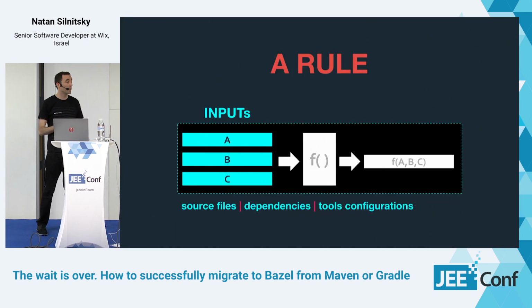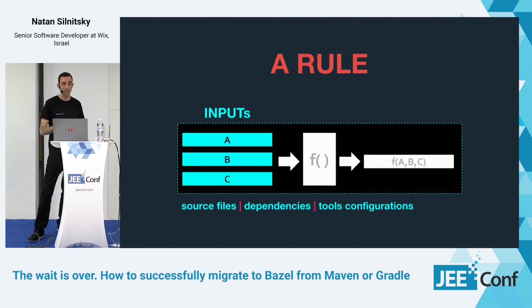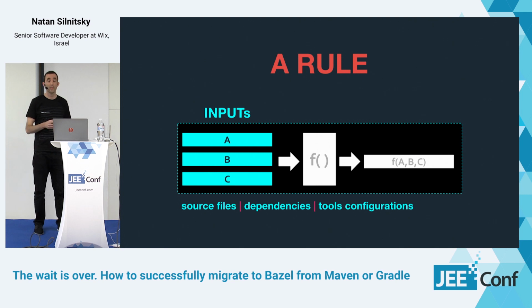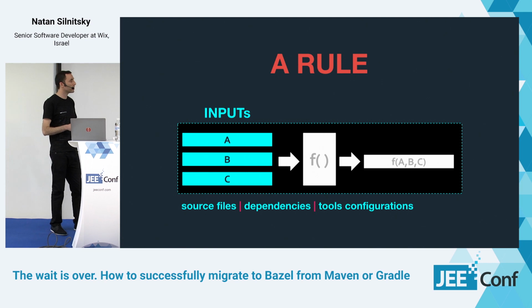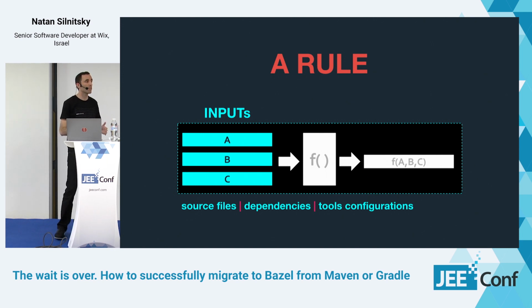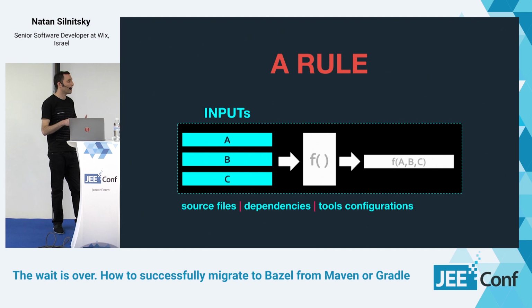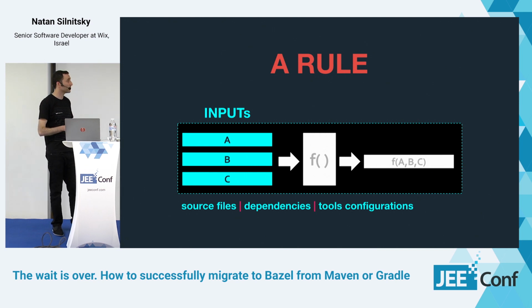So that was a basic example of a rule. And what other kinds of inputs can you give to these rules? So, of course, we have source files and dependencies that we saw. But also, part of the input is the tool's configuration. So what JDK version you're running, what JDK flags you're going to use, and the operating system you are running on. All of this is part of the input for Bazel to decide on execution.